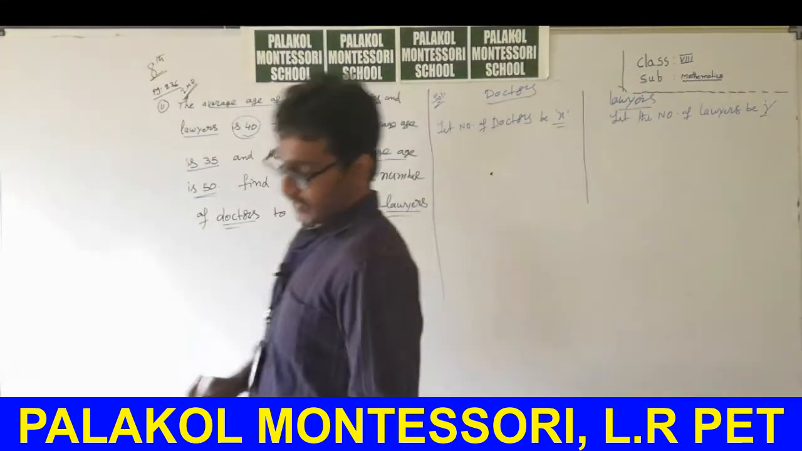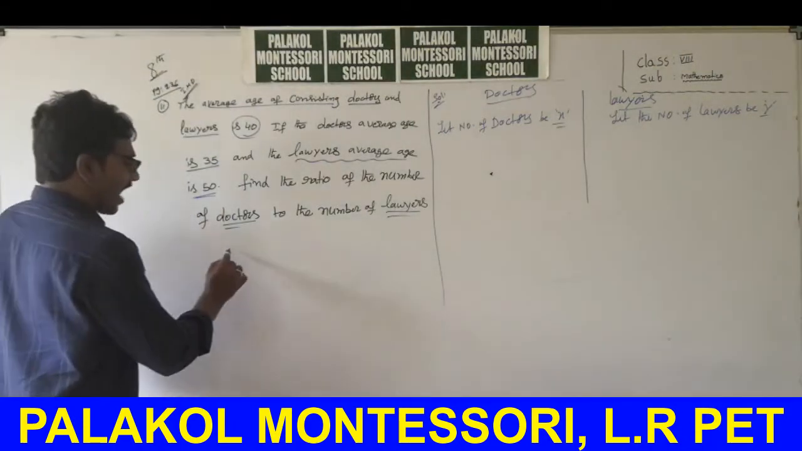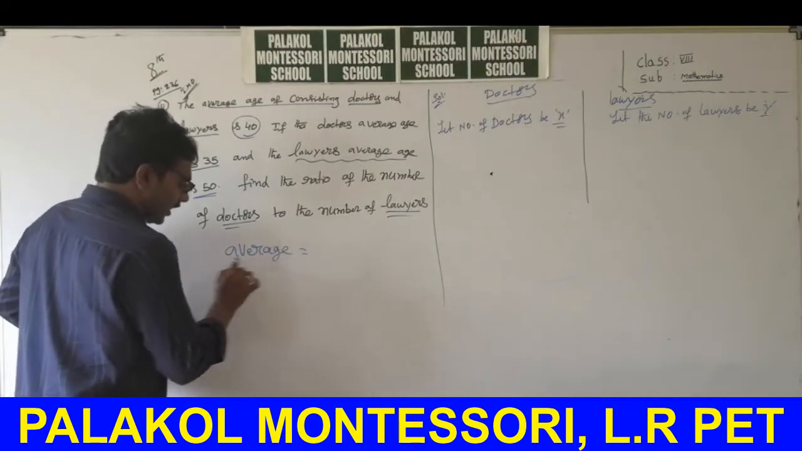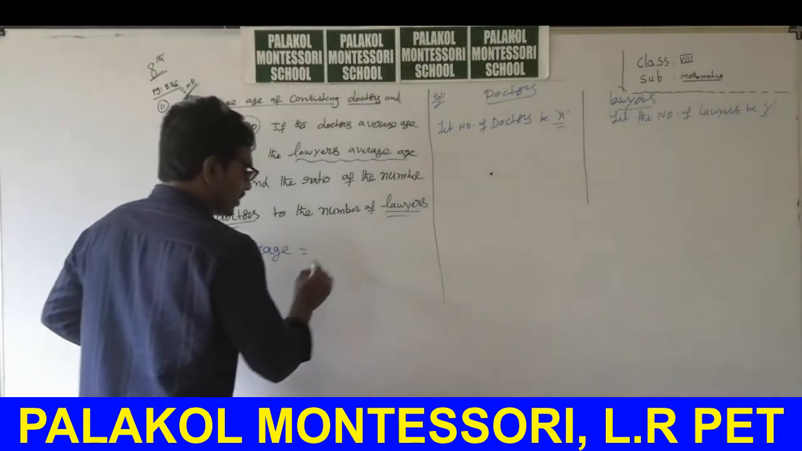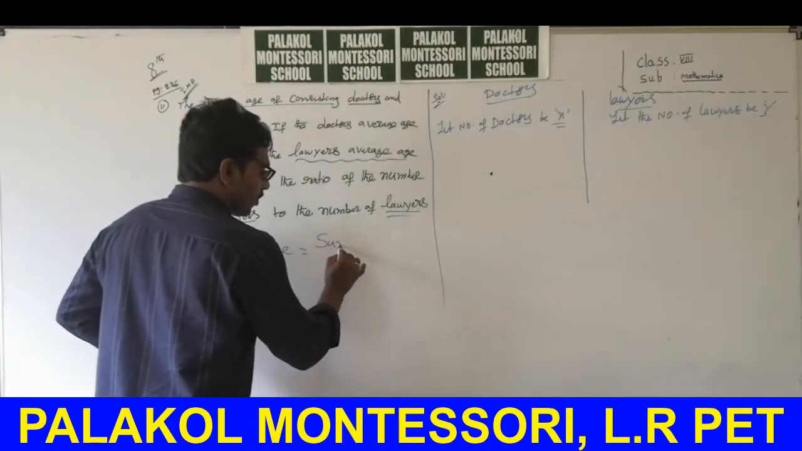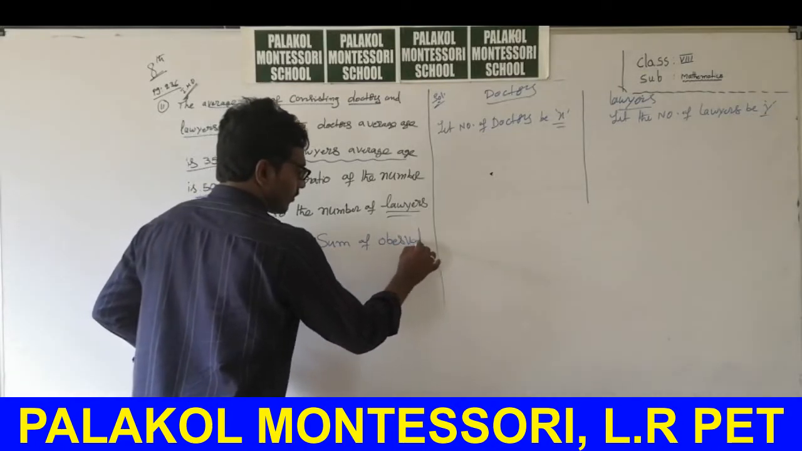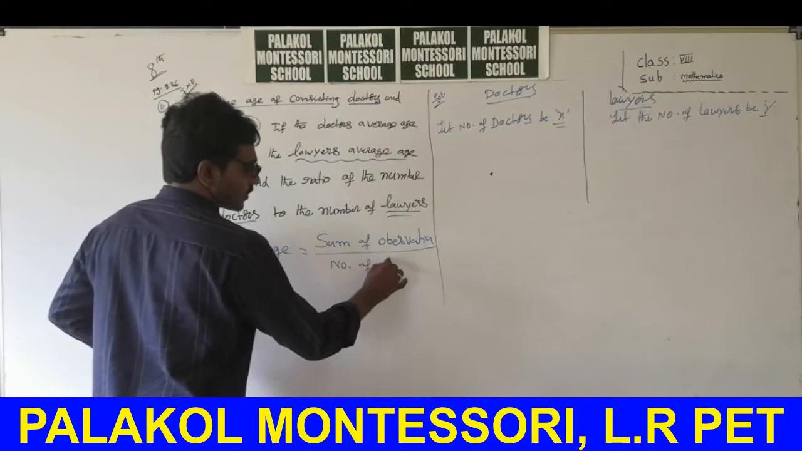Guys, in your 5th class standard you learned one formula, the average formula. Yes, anyone guess it? Yes, good. Average is equal to the sum of observations by the number of observations. Yes?